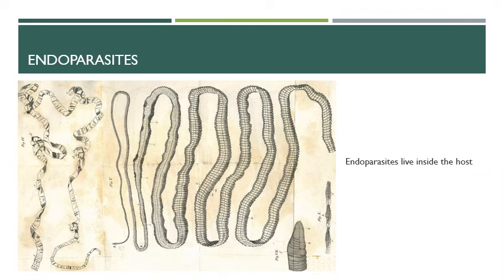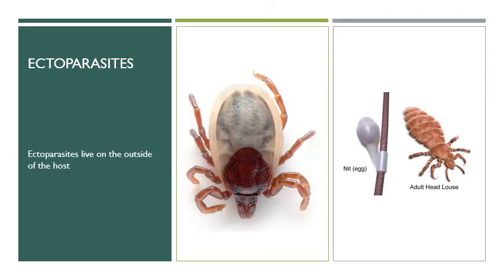Two broad types of parasites. There's endoparasites and ectoparasites. Endo means what? Inside. They live inside the host, like the tapeworm. Ectoparasites, on the other hand, live outside the host, like a tick or head lice. They live on the exterior.